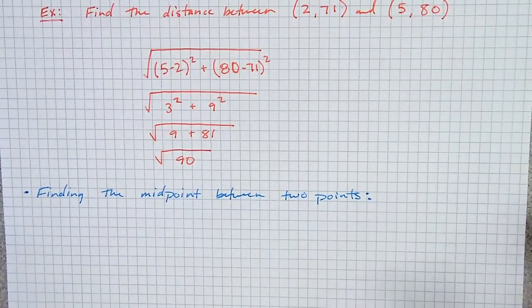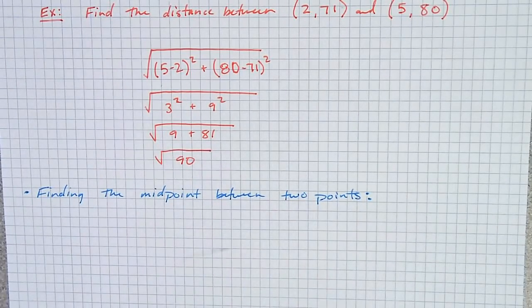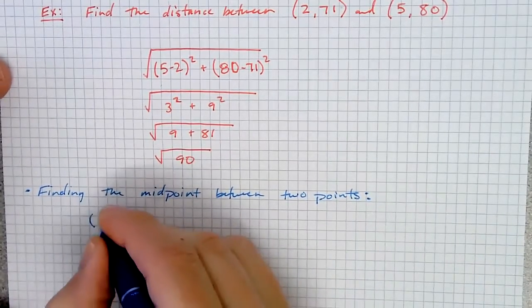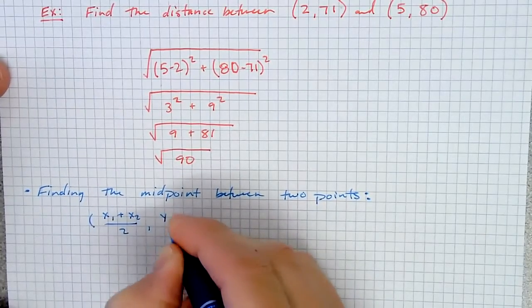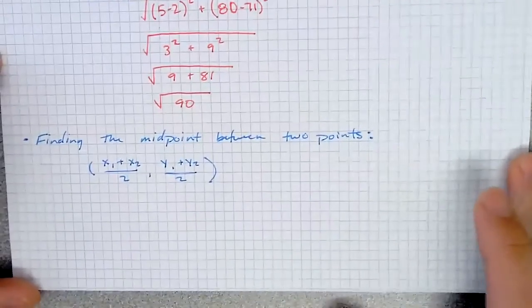All right, other thing to talk about, finding the midpoint, which is a lot easier. Anytime you want to find the midpoint, you're just finding the average. So you add your 2 x's together, divide by 2: x1 plus x2 divided by 2. And you find the average of your y values. So add your y values together and divide by 2.